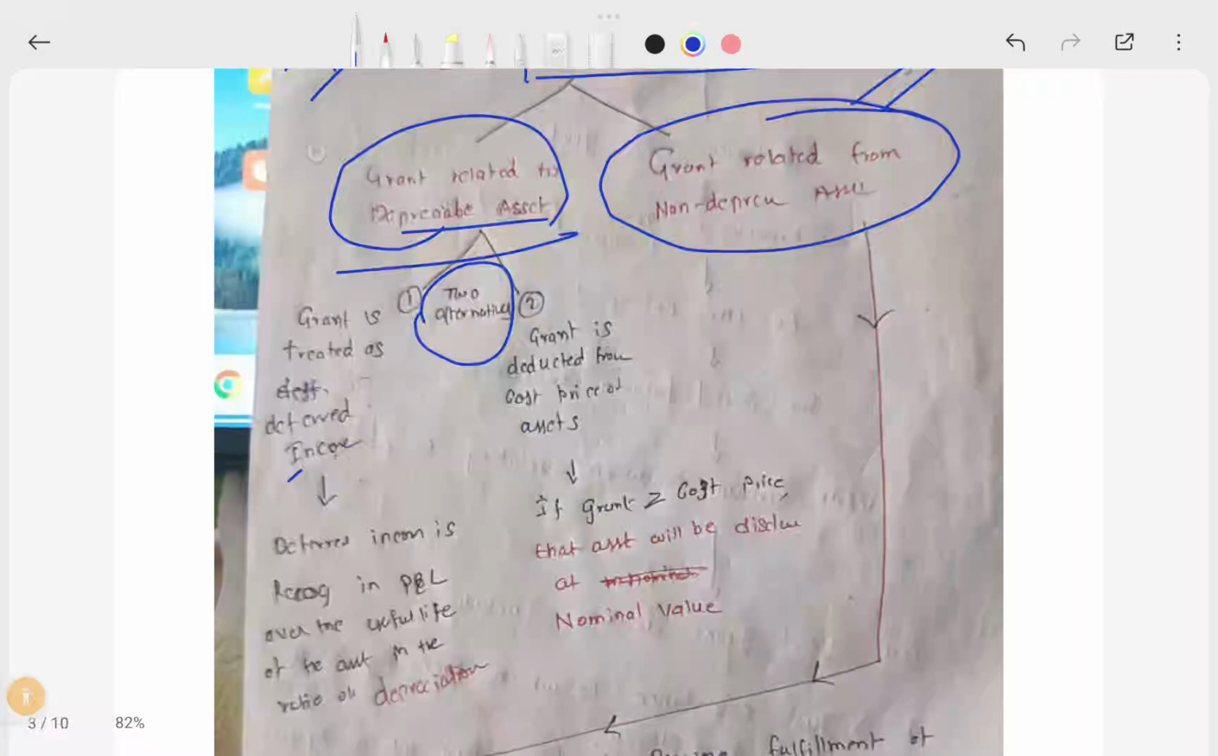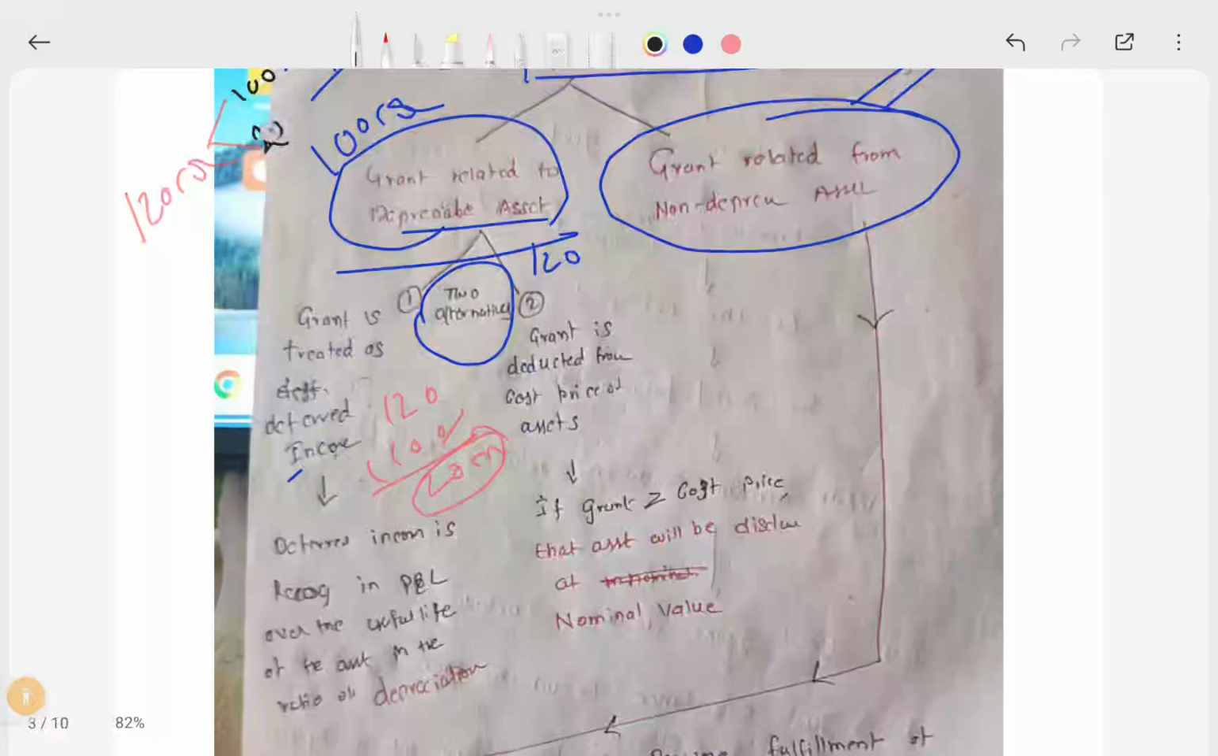Suppose you receive a grant of 100 crores. The value of this depreciable asset is 120 crores. Out of 120 crores, you received 100 crores from the government, so the reduction is 20. Only 20 crores you need to pay to the banks or vendors. They will give the PPE, so you will get one asset, say of 120 crores value. In this, 100 is provided by the government and only 20 crores you incurred.